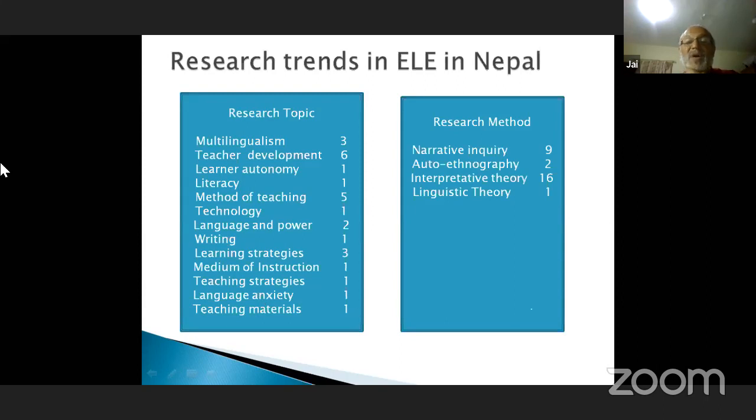and teaching materials 1. And the research methods applied: narrative inquiry, Gary would have been very happy to see that, 9 people. And then autoethnography 2, interpretive paradigm 16, which is the richest one, and then linguistic theory 1. So none of these studies was quantitative. All of them were qualitative research. This is a small sample, and it shows the research topics that we have researched at the micro level and the methodology that we have used.